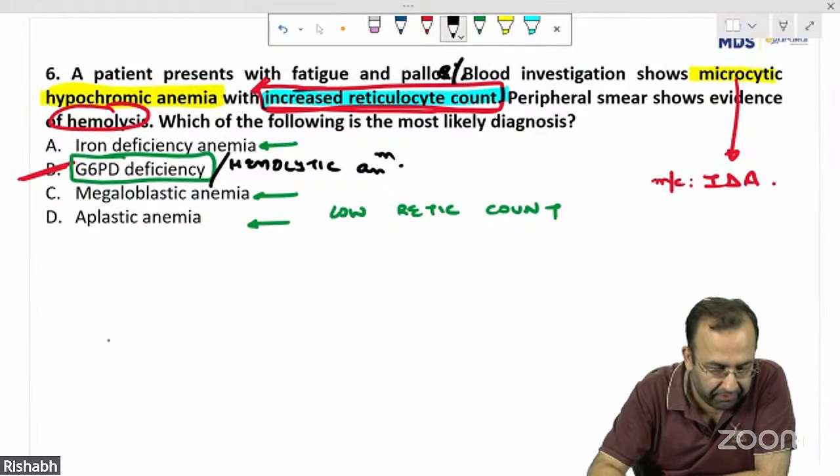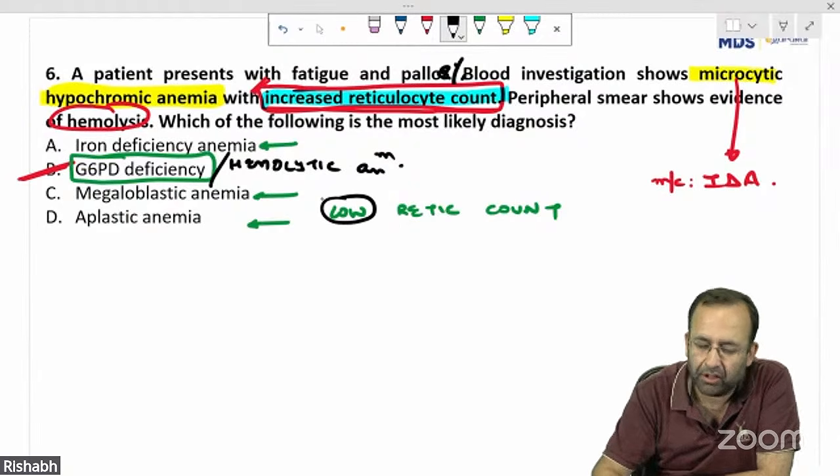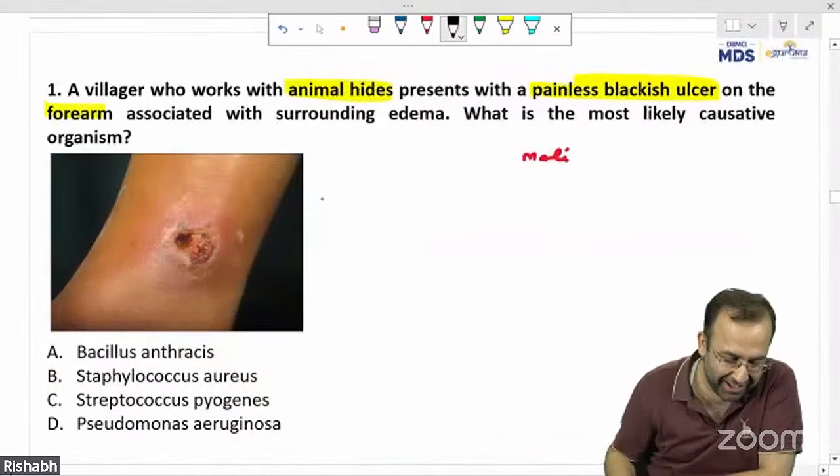Next. But it is not aplastic anemia. Aplastic anemia has a low retic count. What I am saying, please have faith. Have faith. Next point.